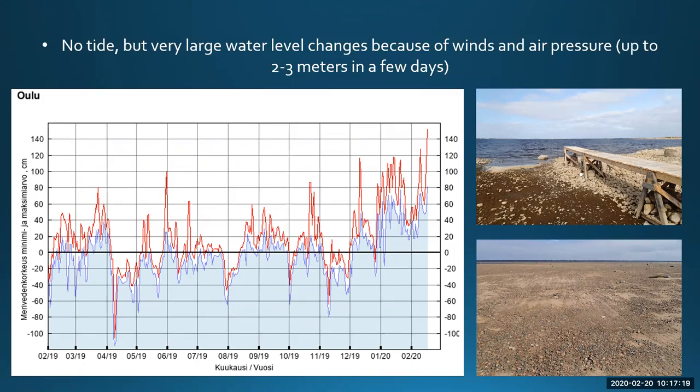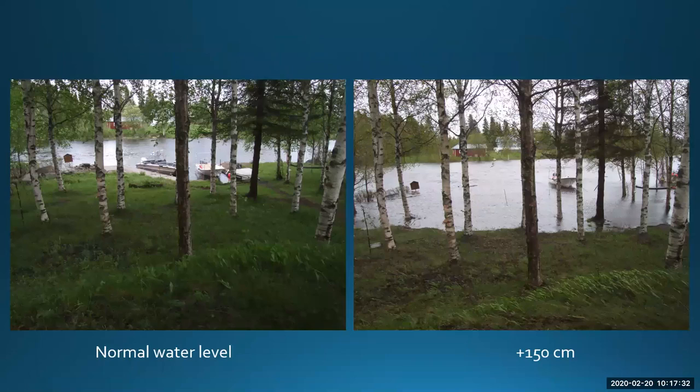This is a 2 month scale from Oulu area, and as you can see, it has gone from -100 and something to more than +140. This is just an example of a water level rise at the Tornio River estuary.